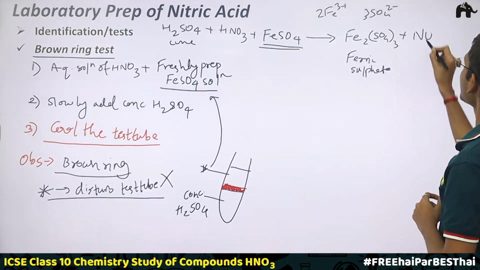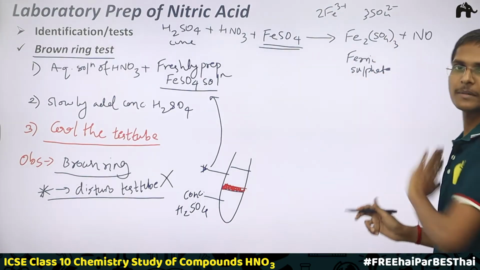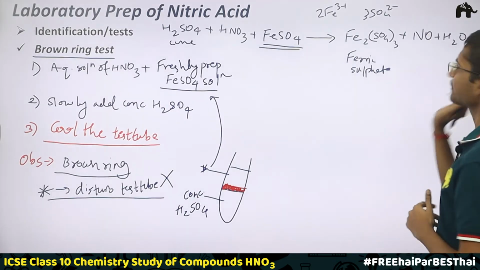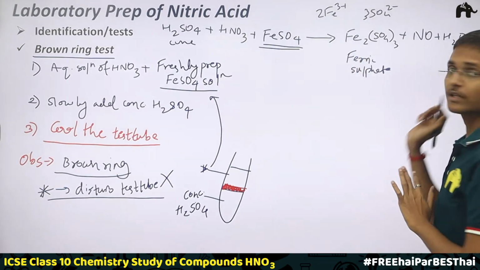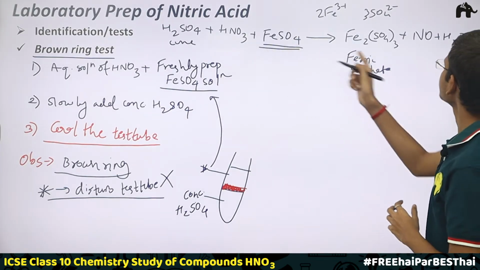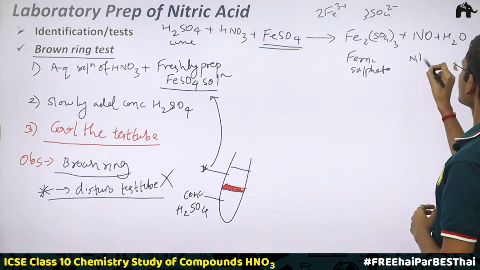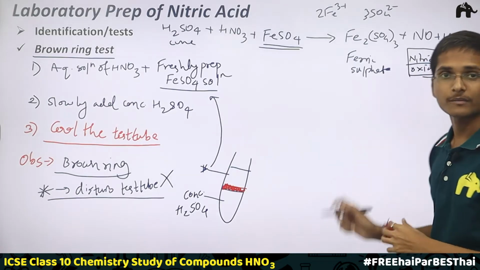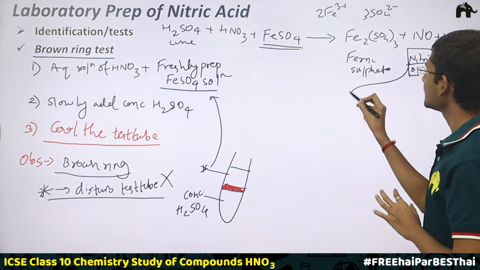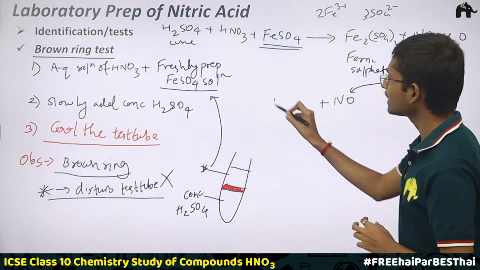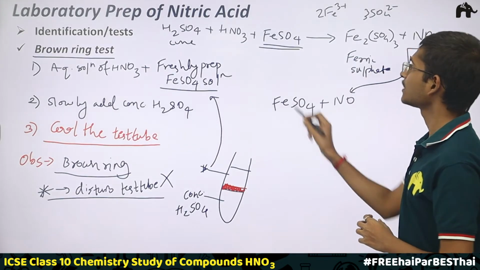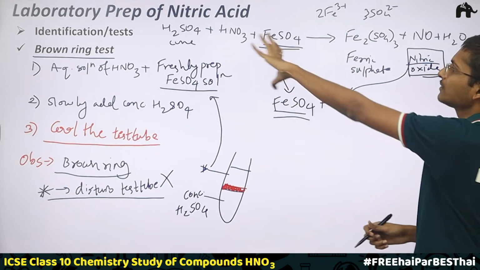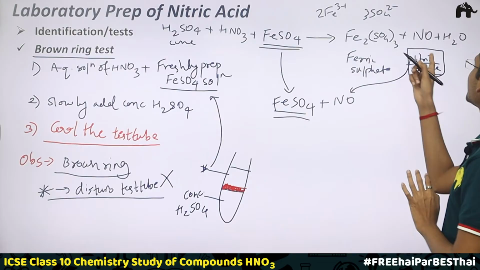Along with this, I would get nitric oxide. We have studied about this in the previous chapter. You can also call it nitrogen monoxide, and we are also getting some water after the reaction. I would just write here nitric oxide, because this nitric oxide formation is very important. This nitric oxide would then again react with our ferrous sulfate. That's why our ferrous sulfate is also very important. Our ferrous sulfate is actually helping, along with nitric acid and sulfuric acid, to form this nitric oxide.